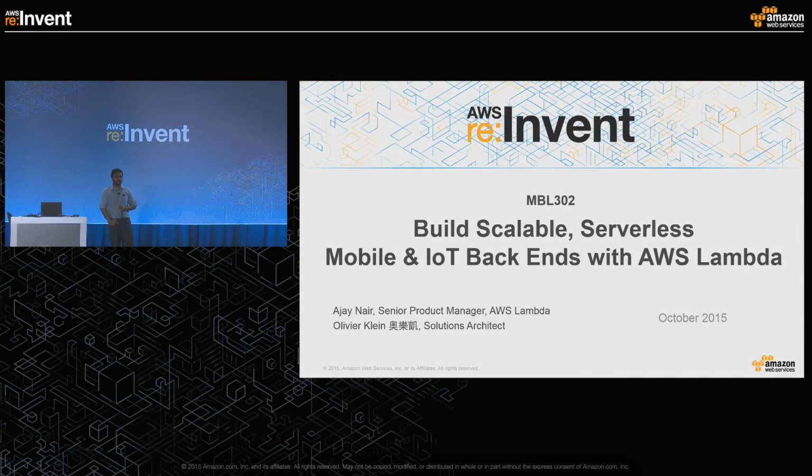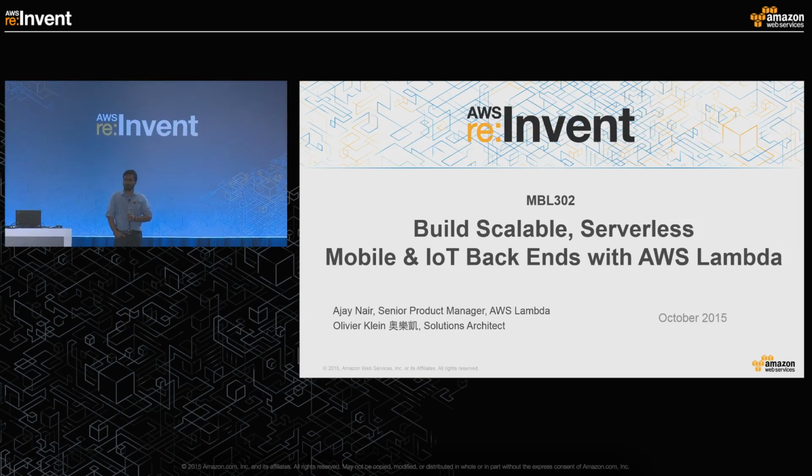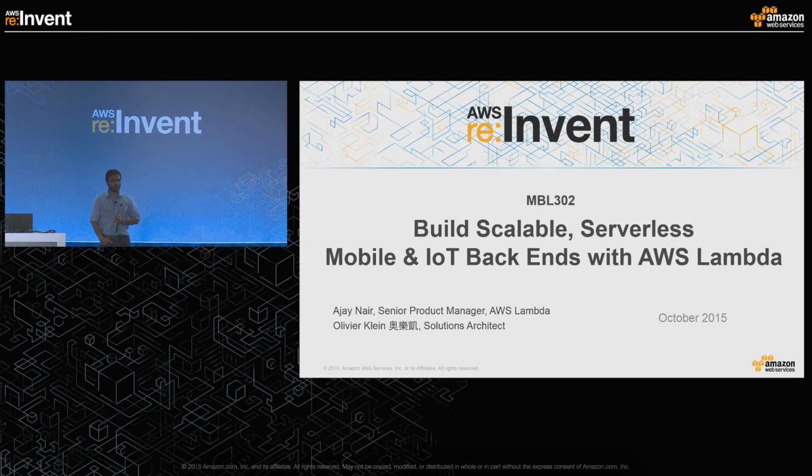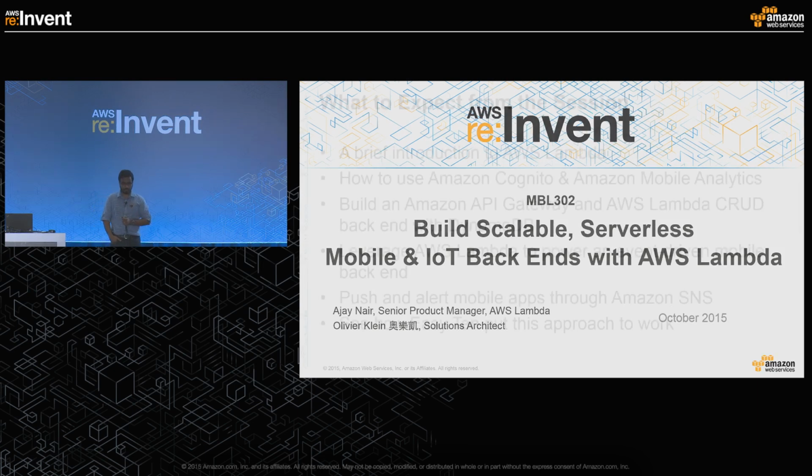Hi, folks. I'm Ajay Nair, the Senior Product Manager in charge of AWS Lambda, and welcome to MBL302. Along with Olivia Klein, a member of our AWS Solutions Architects team, we're here to talk to you about building scalable serverless mobile and IoT backends with AWS Lambda.